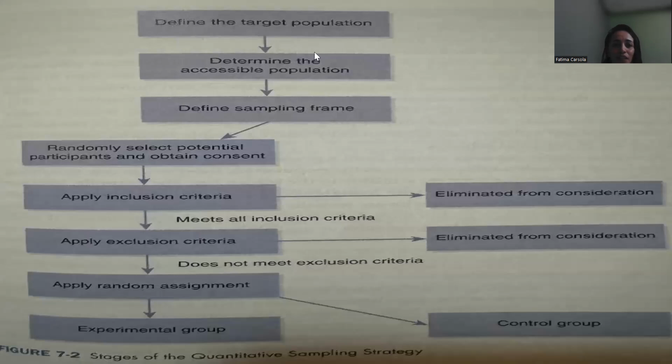So this one actually is the stages of quantitative sampling strategy. You have to determine or define the target population. You have to know who is your target population. Is it accessible? And then define the sampling frame. Your statistician will guide you on how to randomly select potential participants, and then you have to have inclusion criteria and exclusion criteria, and you will have to know who will be eliminated from those considerations that you have. And then you have to apply random assignment. So your random assignment could be your control group and or your experimental group.